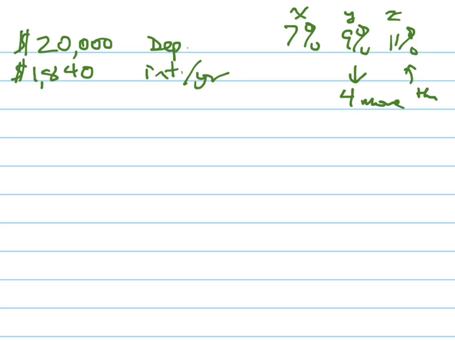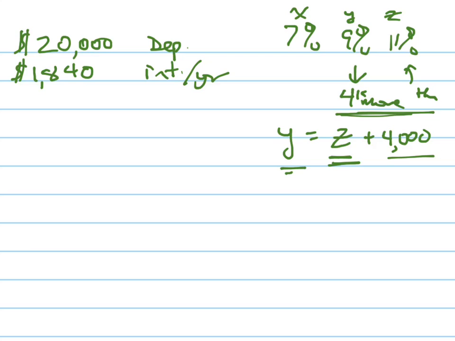Okay, so we're gonna let our variables be x, y, and z. X is the amount invested at 7%. Y is the amount invested at 9%, and z is the amount invested at 11%. So this equation right here tells us that y is $4,000 more, so y equals whatever z is plus 4,000. Whatever amount I invested at the 11%, I invested 4,000 more in the account yielding 9%. That's why I did that.